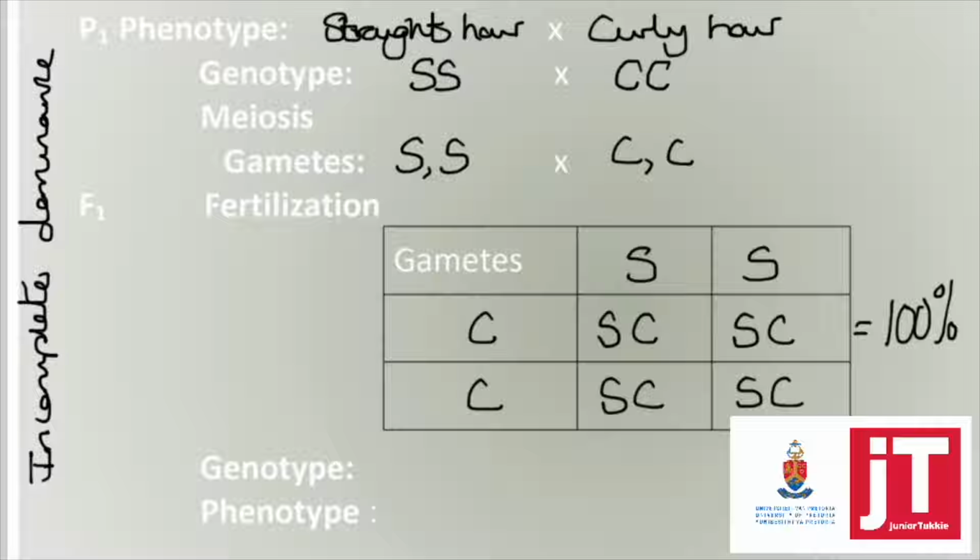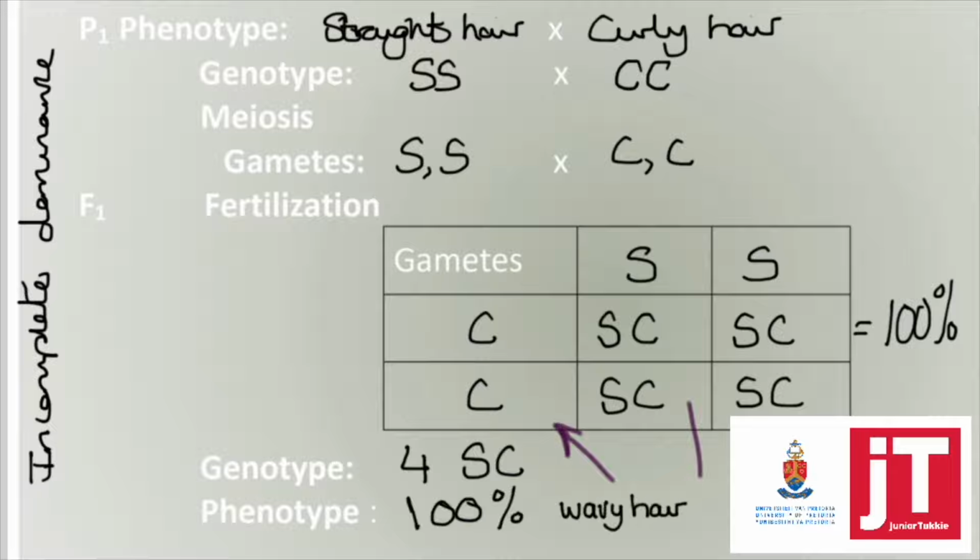It's 100% SC. So if we look at the genotype SC and understanding that in the context of incomplete dominance, it actually means that neither the S allele nor the C allele for curly hair is dominant over the other. So we have an intermediate expression in terms of the phenotype, and in this case we'll see that it is 100% wavy hair, where neither the allele for curly hair or straight hair is dominant over the other. And this is the example of incomplete dominance.